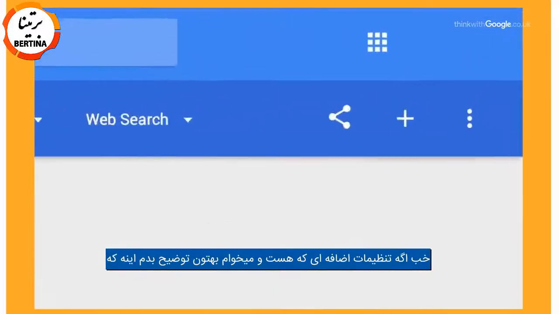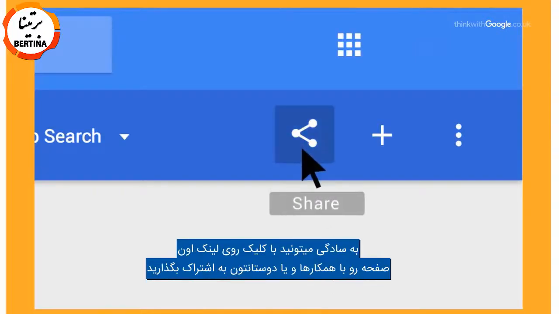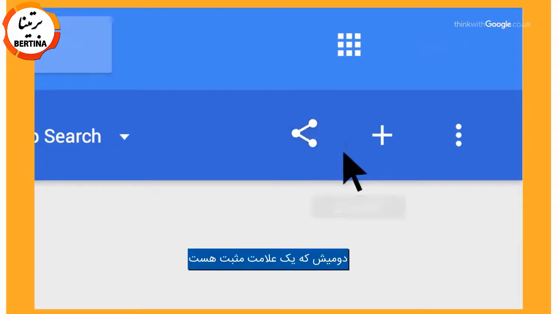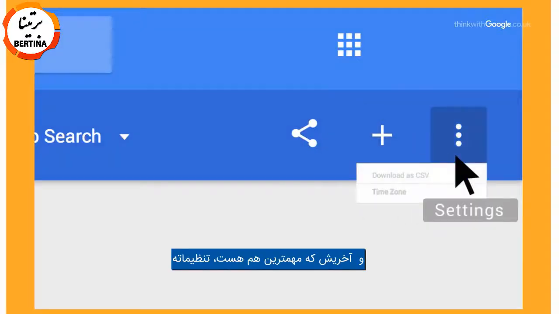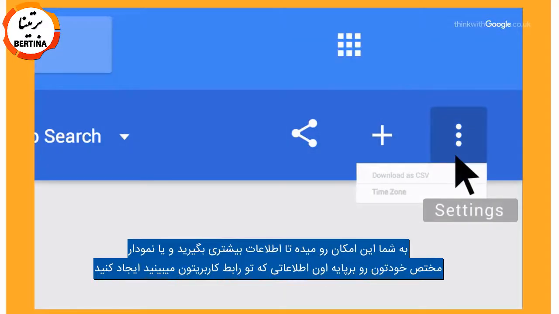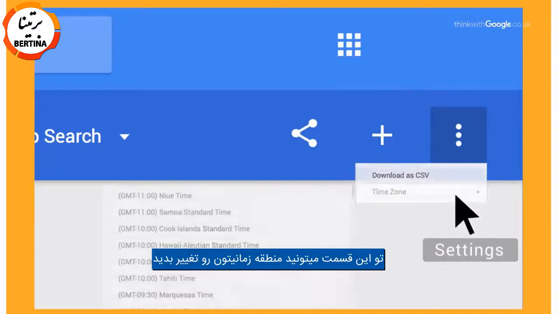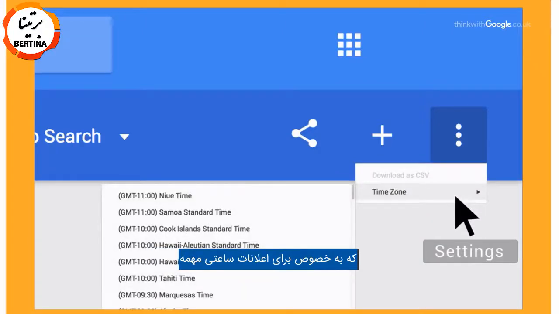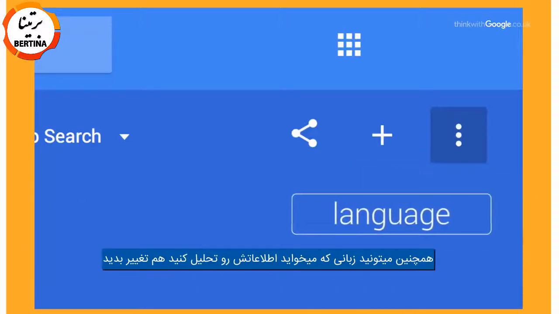So there are some extra settings that I would like to explain to you as well. The first one is for sharing. It basically means that you can just click that link to share with colleagues or friends. The second one is a plus button, basically just meaning that you can subscribe. The last one is the most important one, the settings one. It basically allows you to get more data or to create your own graphs based on the data that you're seeing in an interface. It also allows you to change the time zone, which is important for the hourly analysis. And it also allows you to change the language that you're analyzing the data in.